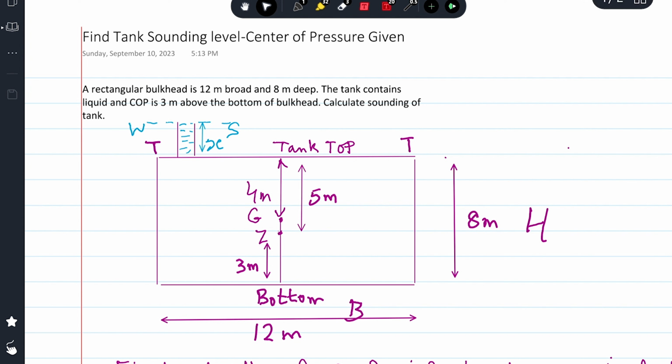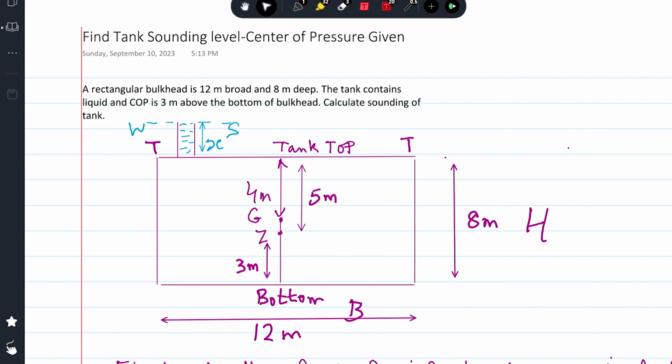So here the approach will be, first of all, we have to find where the liquid level is. Is the liquid level below the tank top, or is it just at the tank top, meaning the tank is just full, or is the liquid level above the tank top, meaning the liquid is in the sounding pipe above the tank top? That's very simple to find.